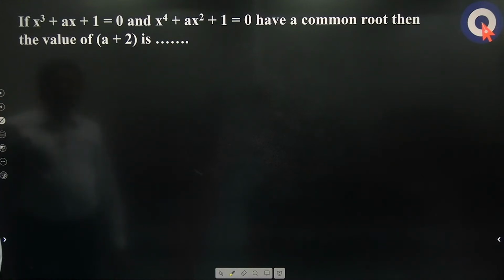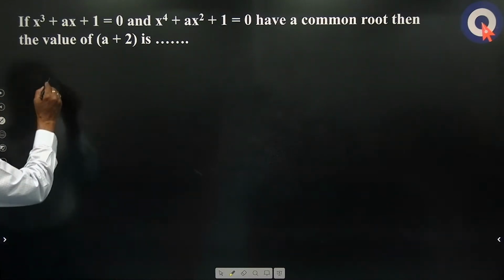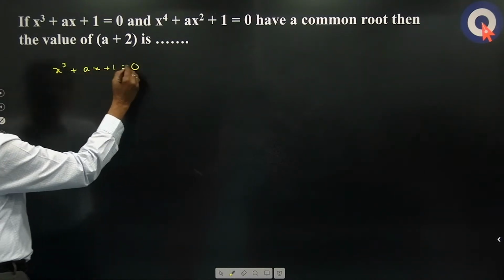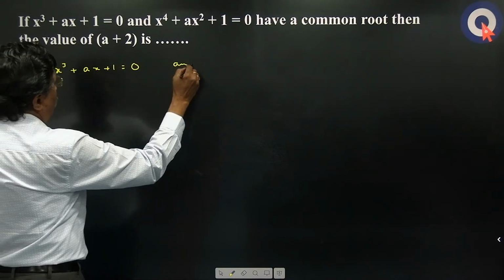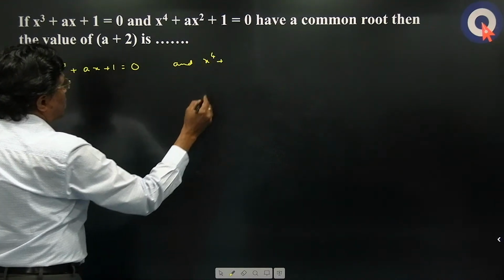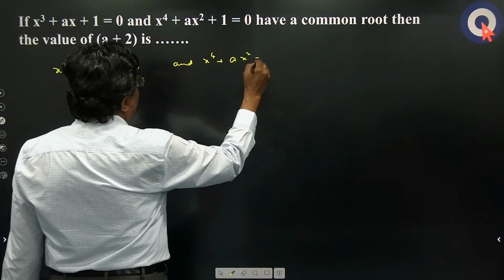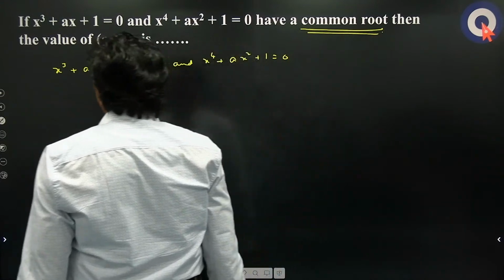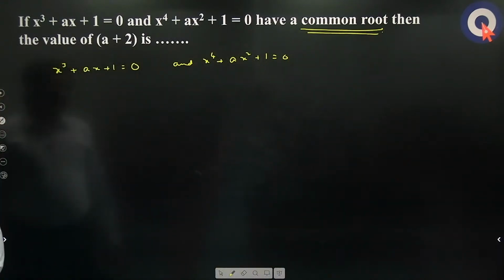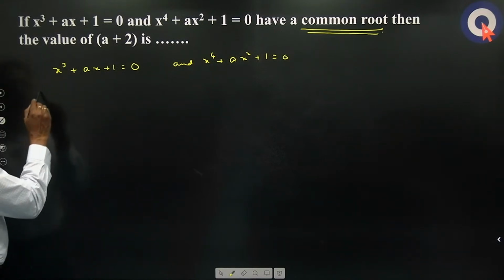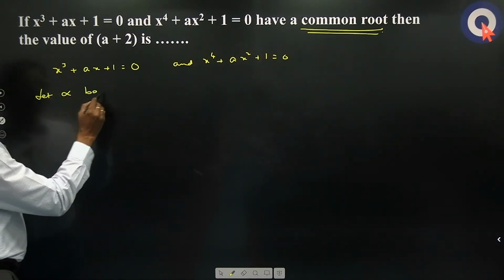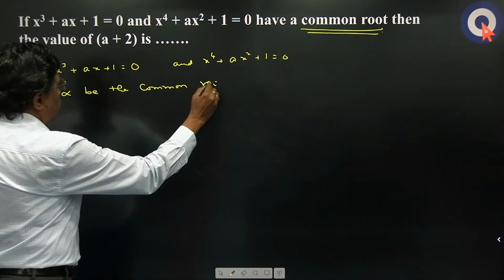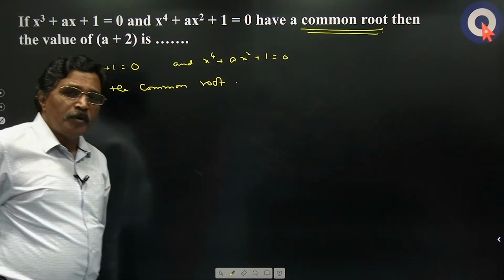If x cube plus ax plus 1 is equal to 0 and x power 4 plus ax square plus 1 is equal to 0 have a common root, then the value of a plus 2 is equal to 0. So let alpha be the common root here.